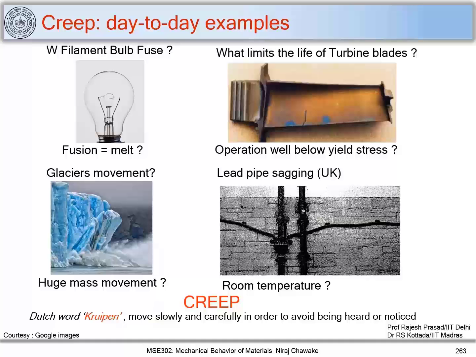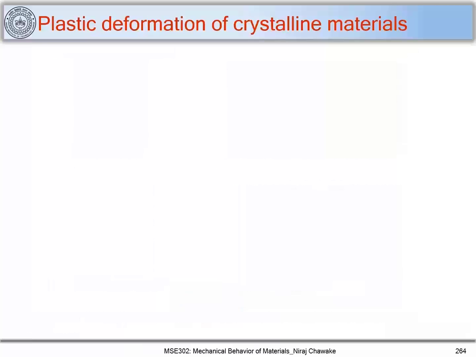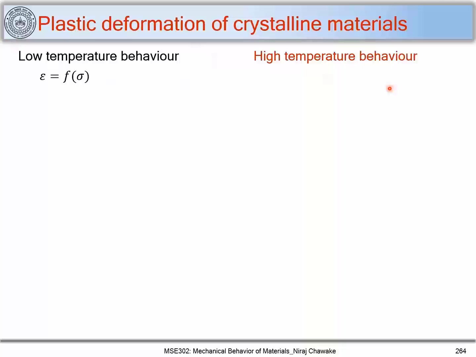Now let's move on and try to understand creep in more detail. Let's understand creep using the plastic deformation of crystalline materials. We have low temperature behavior of crystalline materials and high temperature behavior of crystalline materials. Let's talk about low temperature and high temperature now. In low temperature, the strain which is developed in a material is a function of stress. In high temperature behavior, the strain is not only a function of stress, but it is a function of temperature as well as time.